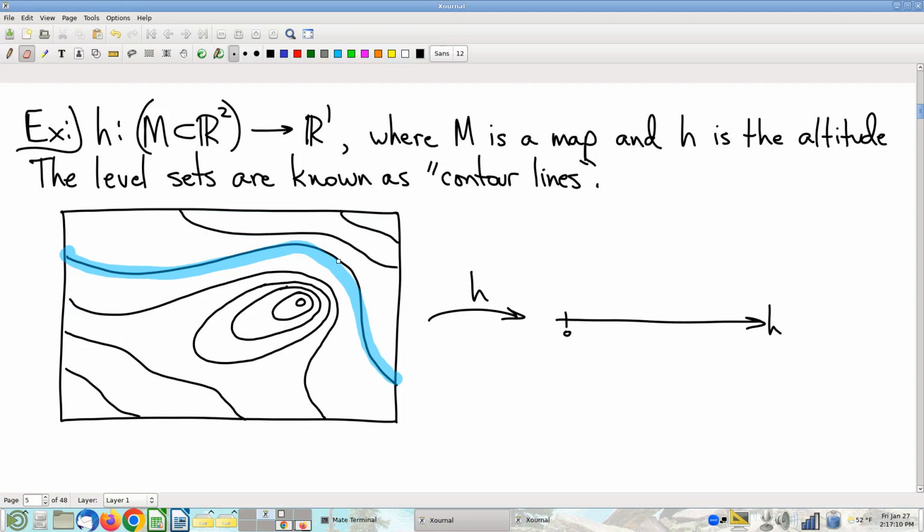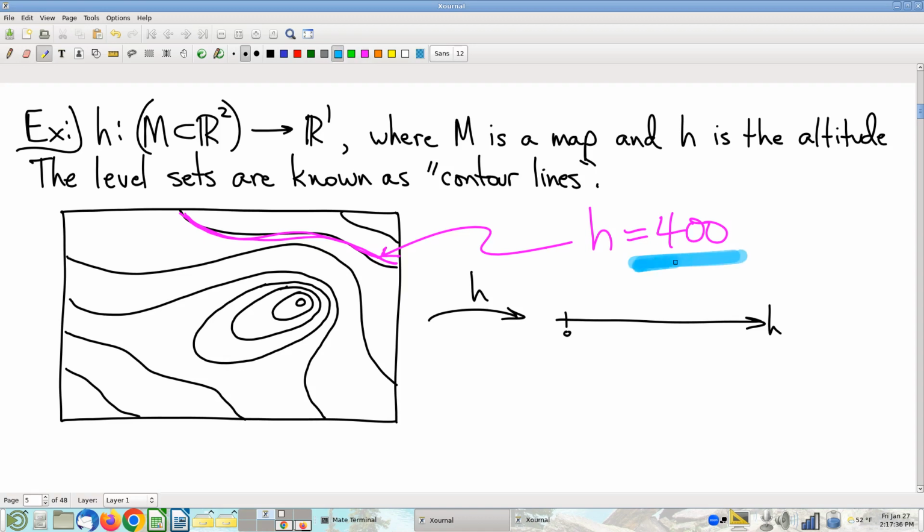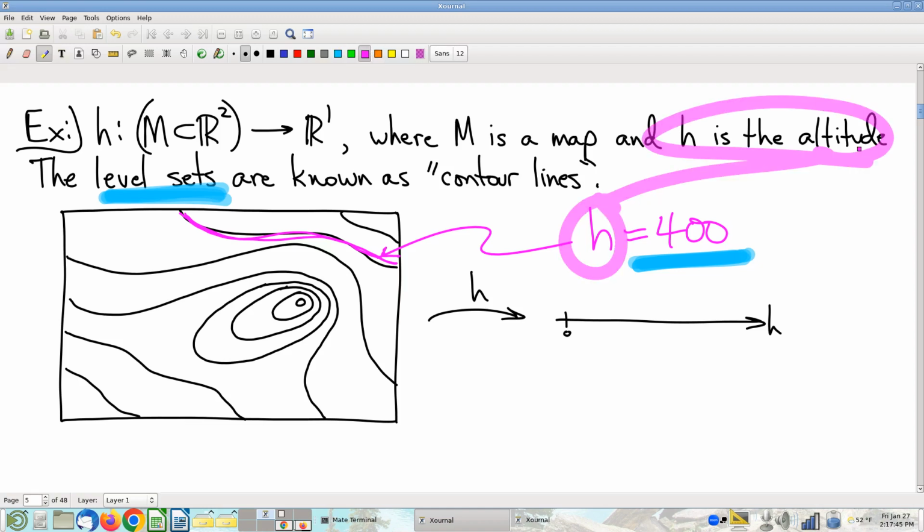With a bunch of these lines drawn, notice they're level sets. Let me do one again here. This curve represents a fixed altitude. This is where altitude equals 300. Wait, what did I say? No, I think I said 400. This is where altitude equals 400. That means this is a level set, where the altitude equals a constant, and it's a level set of the altitude function. So contour lines on a topographical map are level sets.